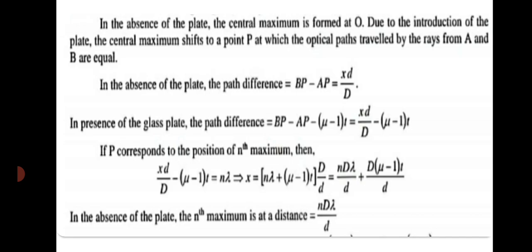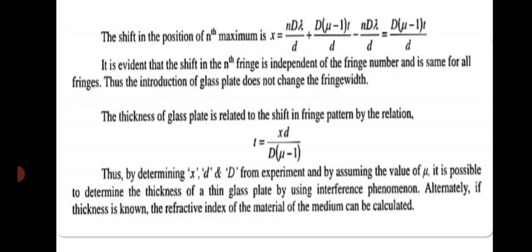In the absence of the plate, the nth maximum is at a distance of n D lambda/d. The shift in the position of the nth maximum is x equal to n D lambda/d plus D (mu minus 1) t/d minus n D lambda/d, which is equal to D (mu minus 1) t/d.